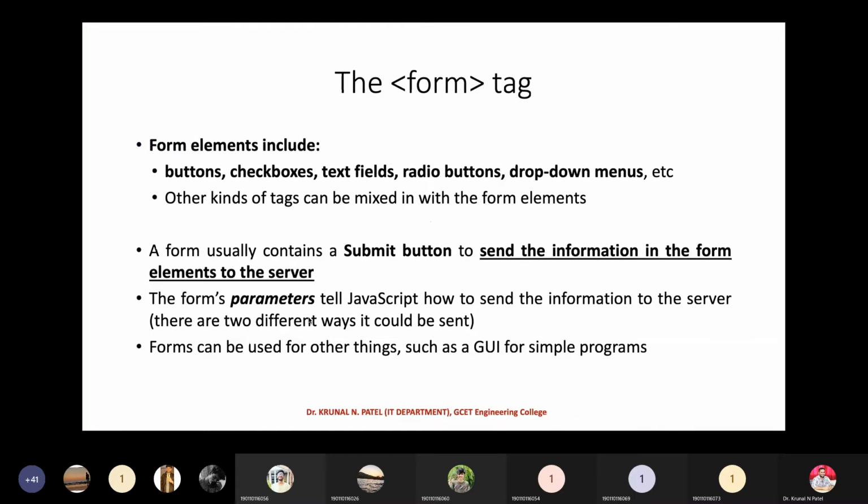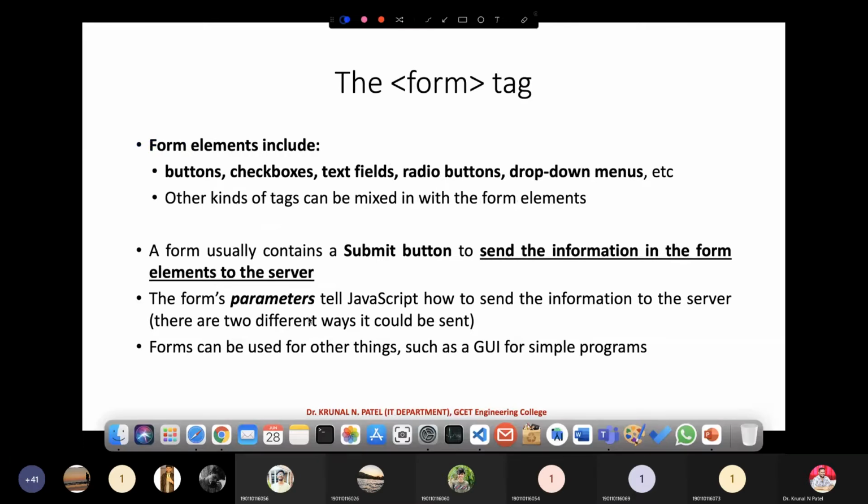Now, a form contains elements. What is the meaning of elements? Whatever GUI widgets or controls we are using are called form elements. So buttons, checkboxes, text fields, radio buttons, drop down menus. I hope you know the meaning and usage of each of these, so it is very easy to understand. Other kinds of tags can be mixed with form elements.